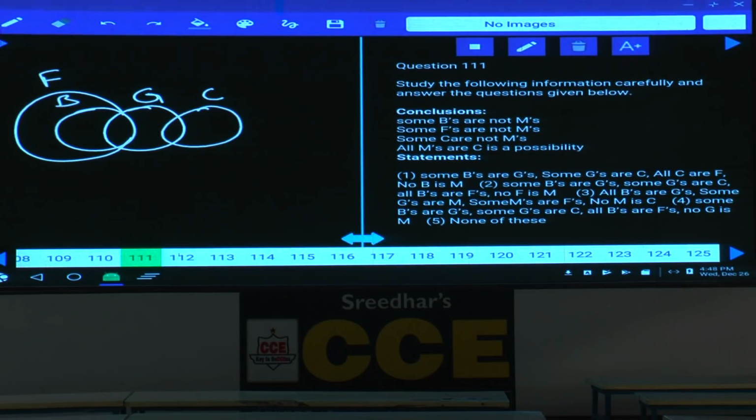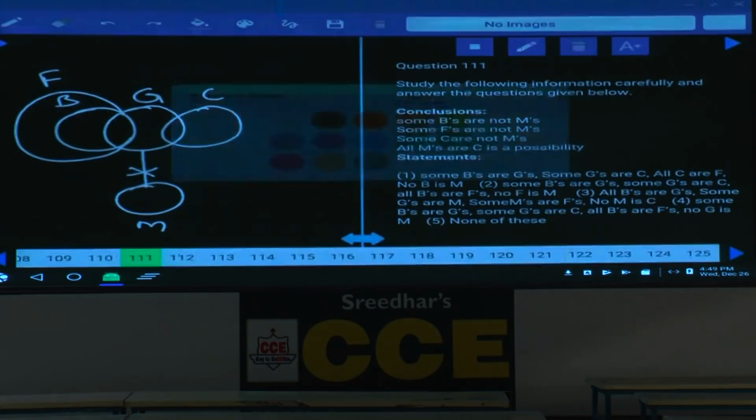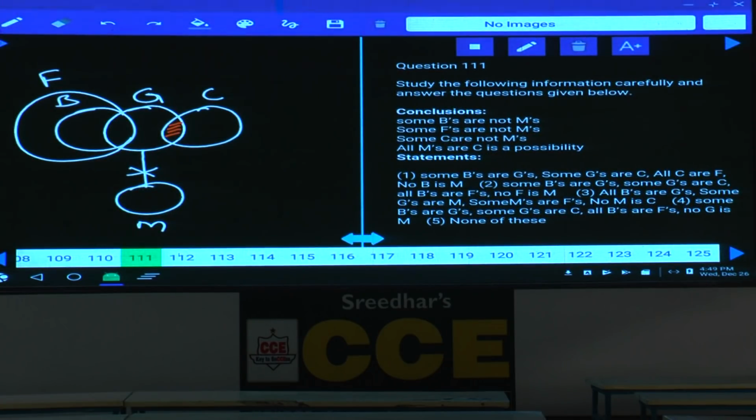Next one, no G is M. No G is M means G and M should not be intersected. As G and M cannot be intersected here, now here, some G's are not M, it can be true because there is an intersection. Some C's are not M will be true. At the same time, some B's are not M will also be true because there is an intersection between G and this one. And at the same time, some F are not M will also be true.